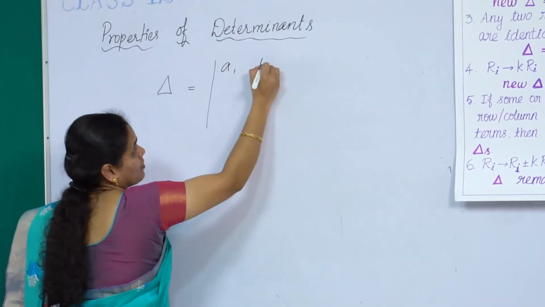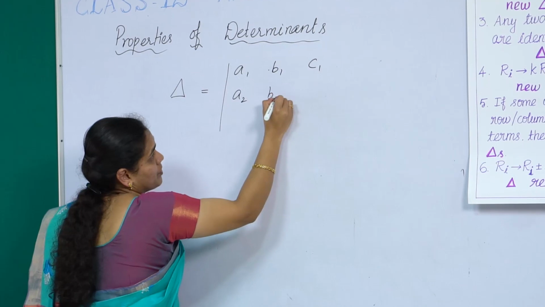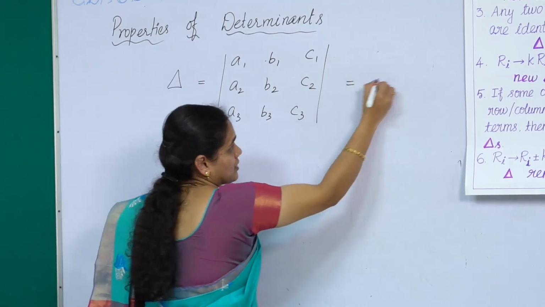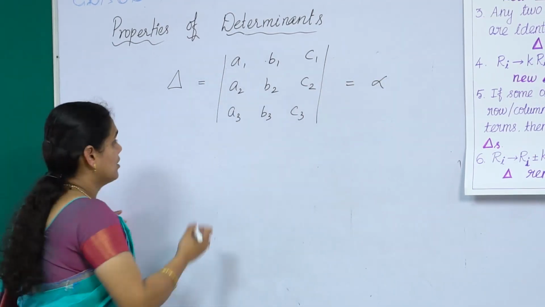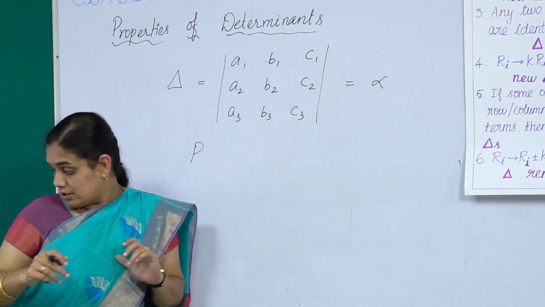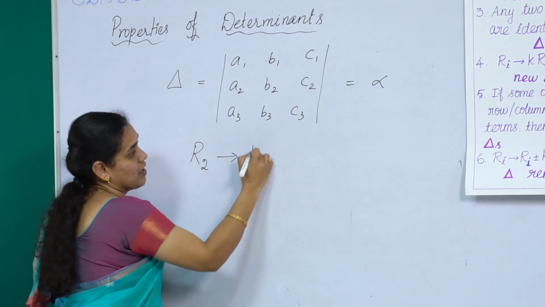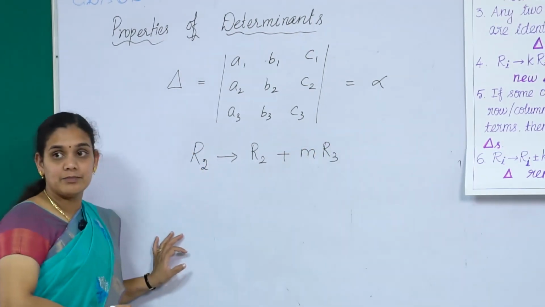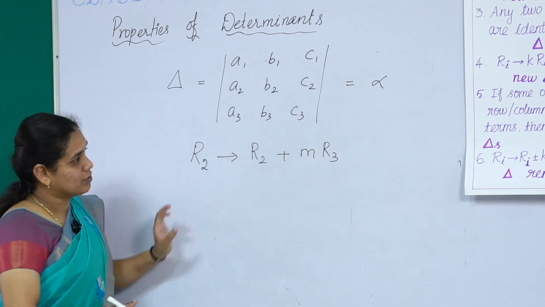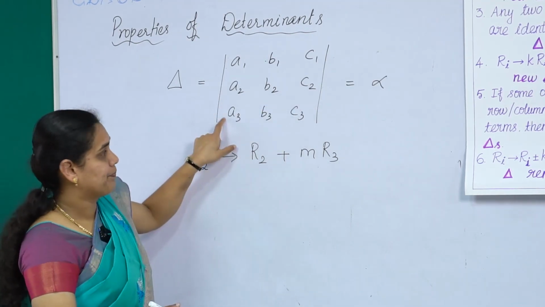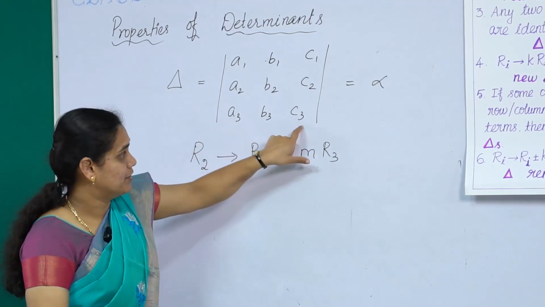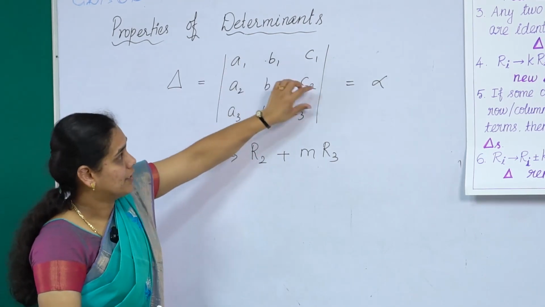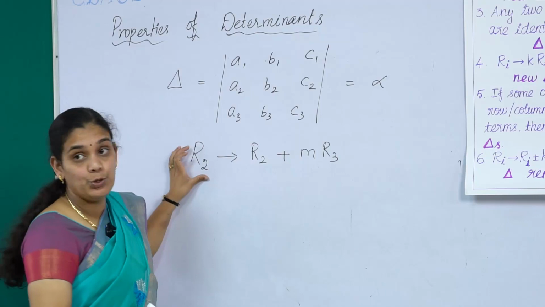For example, A1, B1, C1, A2, B2, C2, A3, B3, C3. It gives us alpha. Then I am going to do R2 as R2 plus m times R3. What we are going to do is multiply row 3 by the scalar m, then add those elements to the corresponding elements of R2, and replace R2 with the new elements.